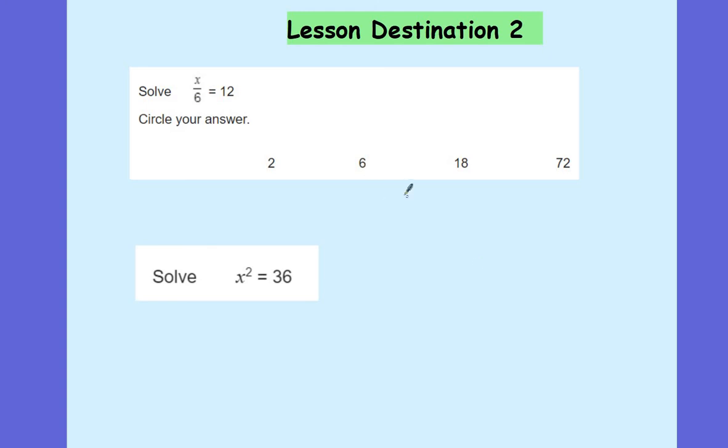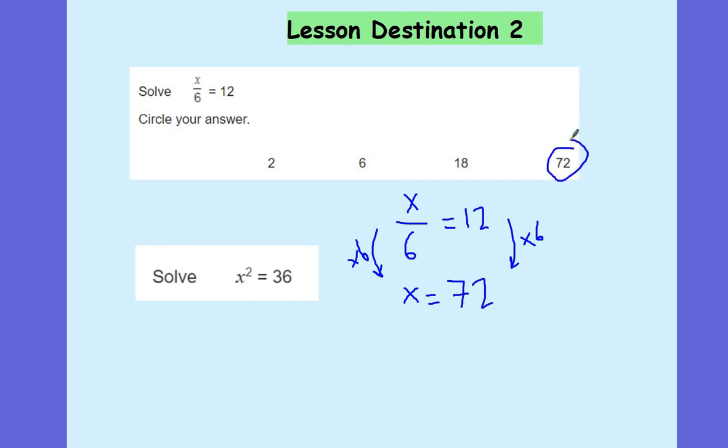Okay, let's go through some answers. For the first one, I've got x divided by 6 is equal to 12. To get rid of the division, I want to multiply both sides by 6, which gives me that x is equal to 72. So my answer was 72.